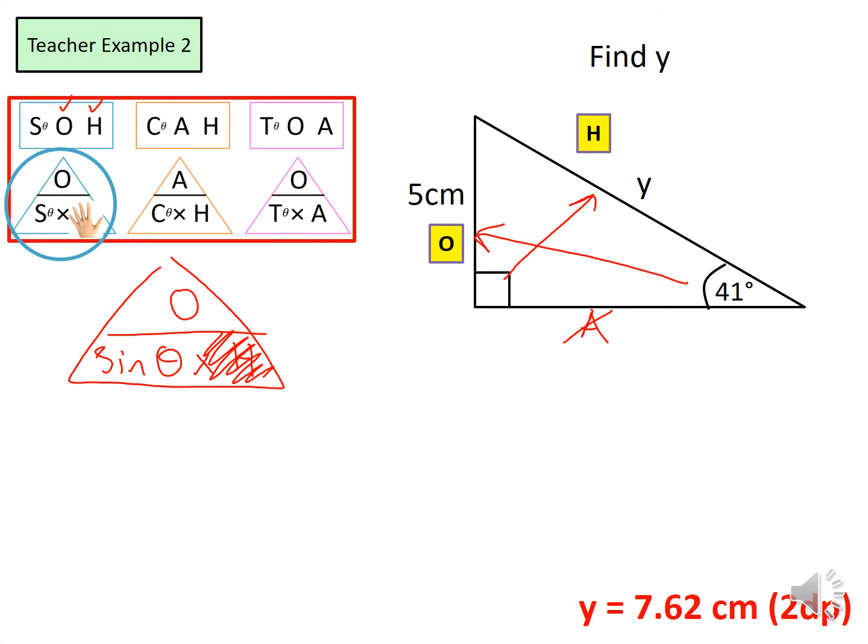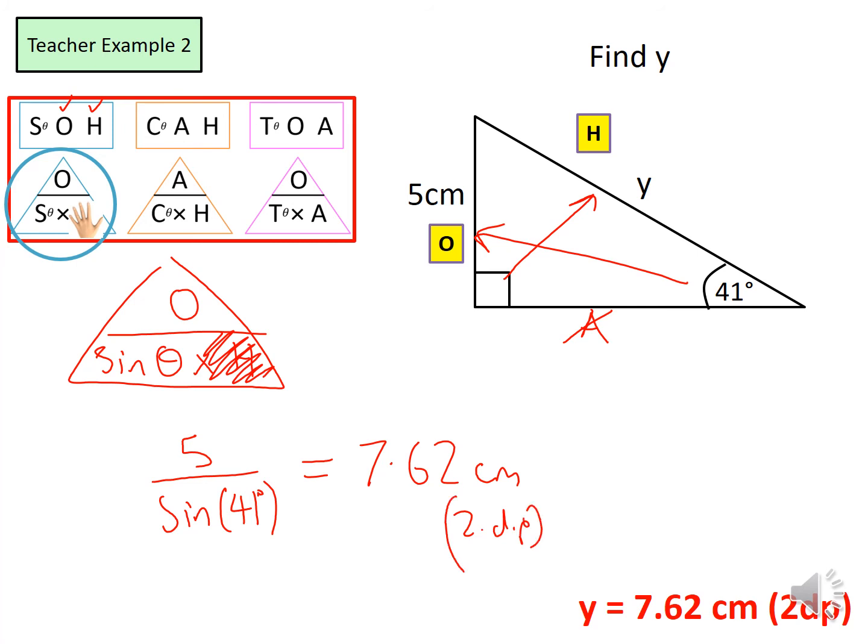So what you're going to do now is get whatever values you need from the triangle. For example, the opposite is 5. You need to divide it because it's over sine theta. So sine is sine, what's my angle? 41 degrees. You put that into a calculator, so it's 5 divided by sine 41. That will give me 7.62 centimeters to 2 decimal places.